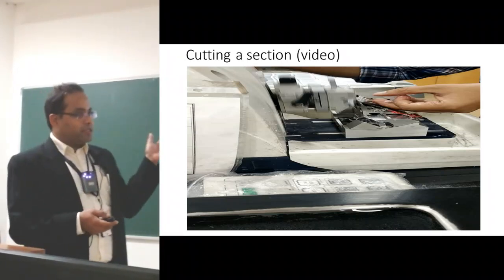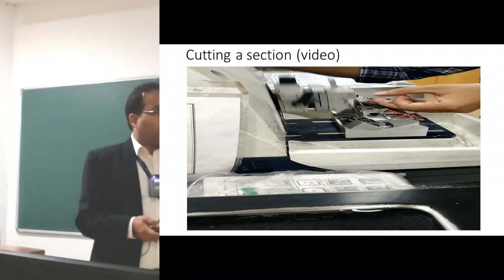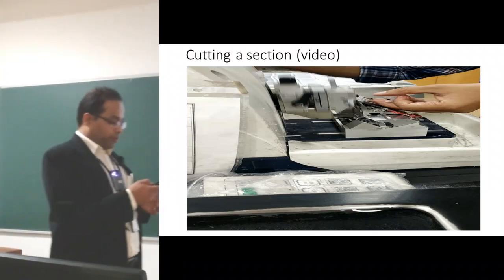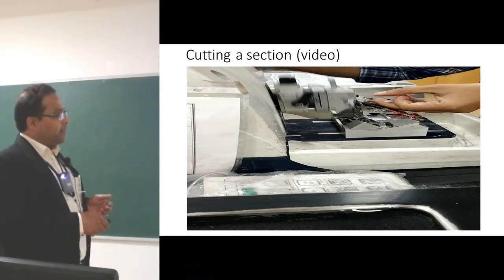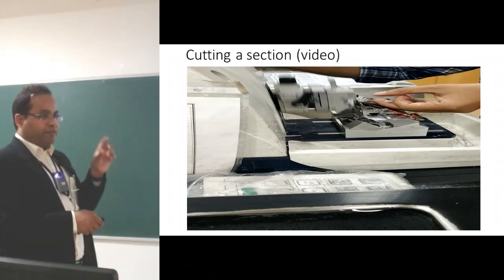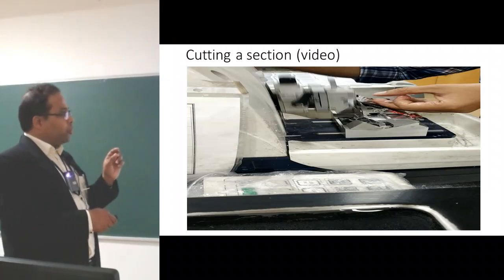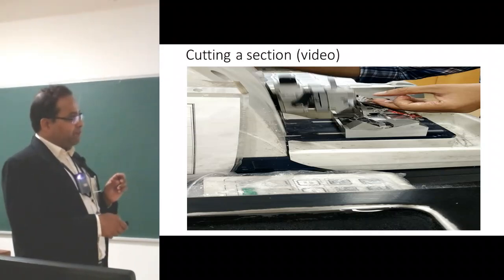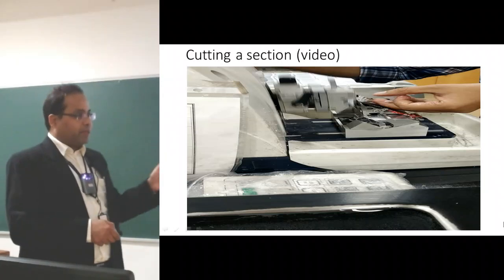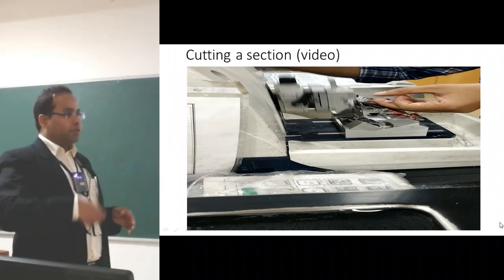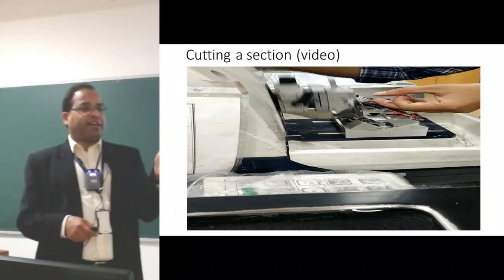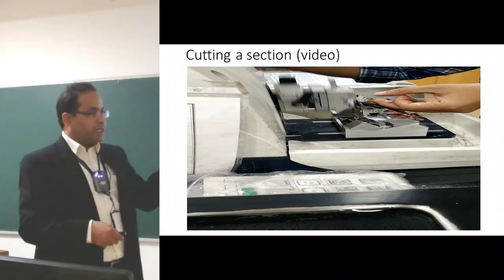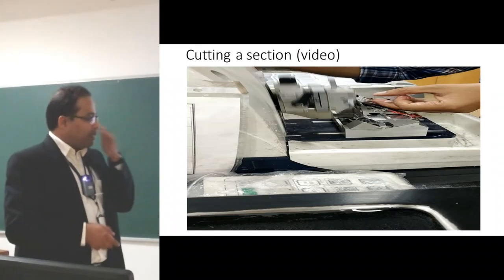What I intended to show was how a section would have been cut. So I'll just describe. This is a microtome, and the paraffin block containing the tissue is attached here. The knife is here. So every time the technician rolls the wheel, the paraffin block advances 3 to 5 micrometers towards the knife and cuts a thin section.